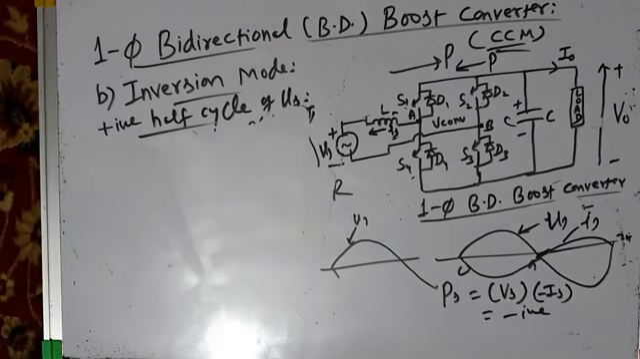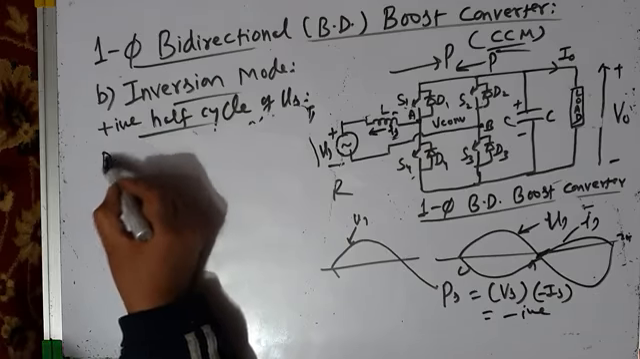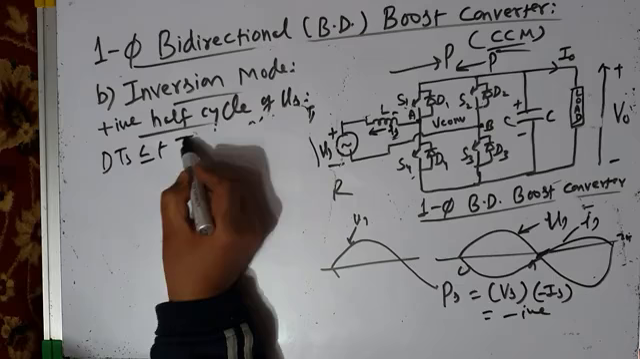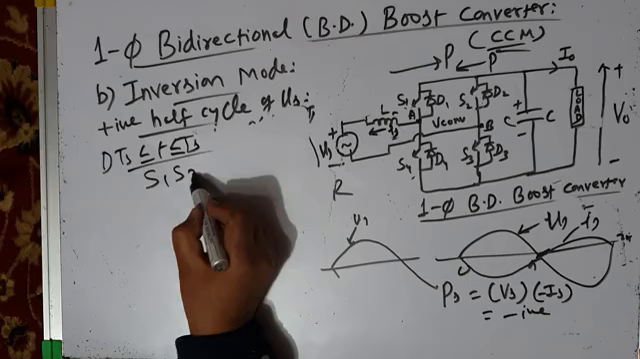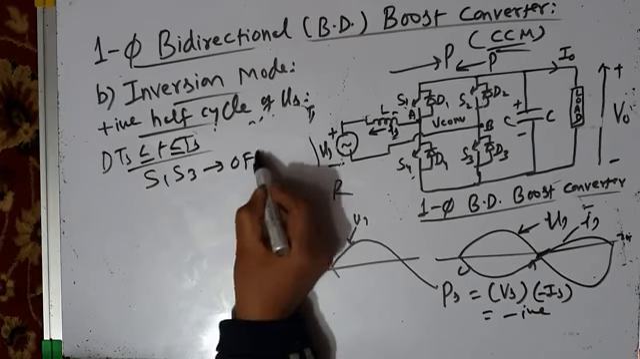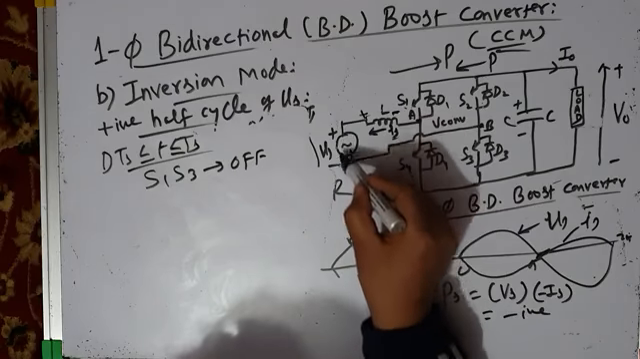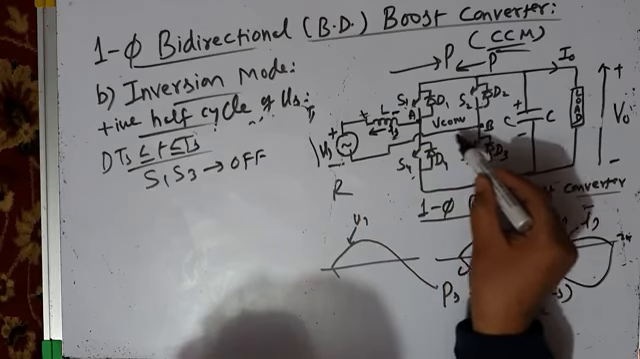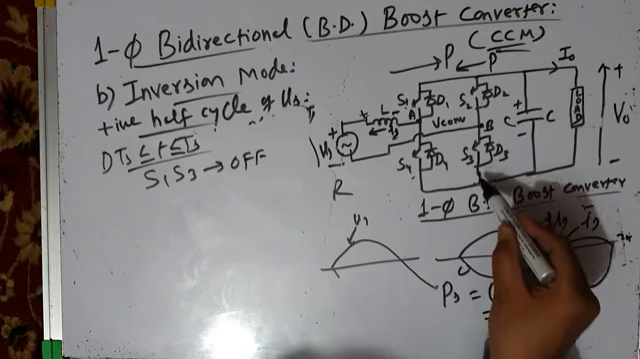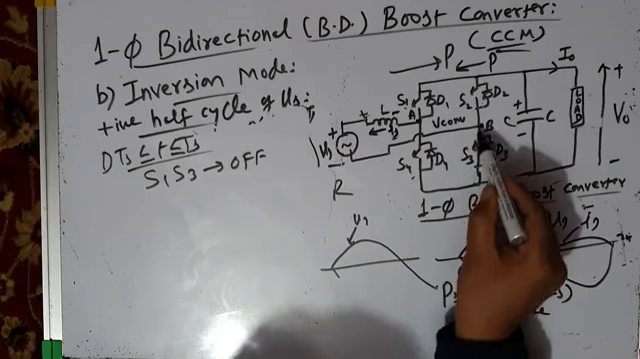And there will be transfer of energy from inductor to output stage. So DTs to Ts, that is the energy transfer interval. During this interval, S1 and S3, both switches, will be turned off. When S1 is off and S3 is off, the inductor will try to release the energy. Current cannot flow through S3, because you have already turned off S3.